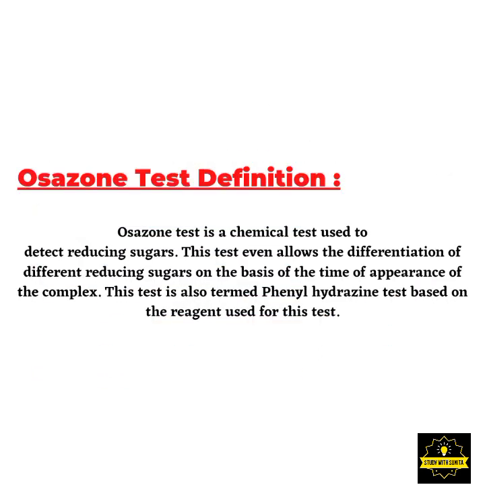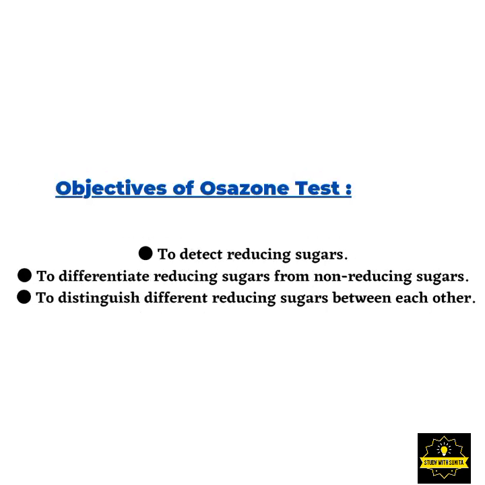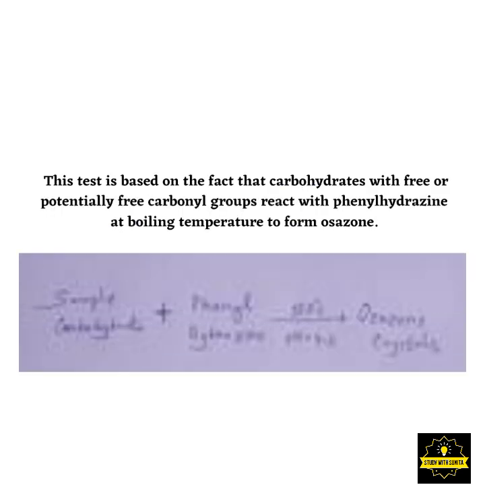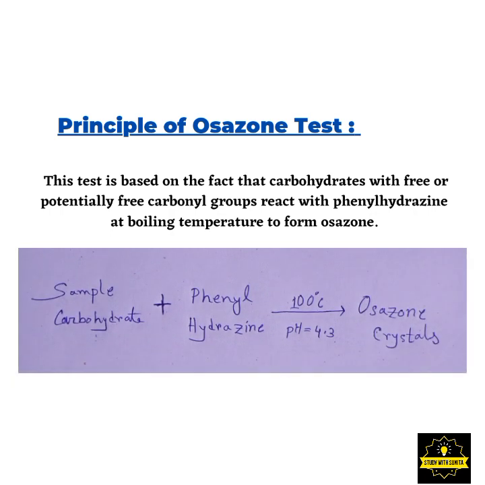Definition of Osazone test. The Osazone test is a chemical test used to detect reducing sugars. This test even allows the differentiation of different reducing sugars on the basis of the time of appearance of the complex. This test is also termed the phenylhydrazine test, based on the reagent used. The objective of the Osazone test: to detect reducing sugars, to differentiate reducing sugars from non-reducing sugars, and to distinguish different reducing sugars from each other.